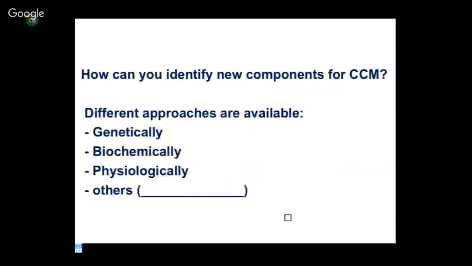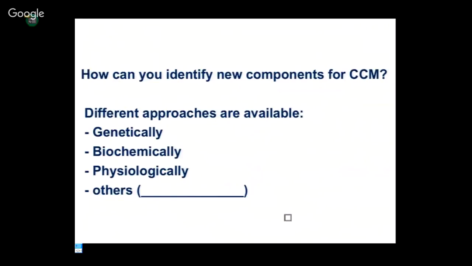So this is just an introduction, and Dr. Wansan started to find new components of the CCM. So how can you identify new components of CCM? Different approaches are available. He started genetically. What kind of genetic tool is available? Of course, transformation of the cell can be achieved in chromosomes. Isolation of the mutant can be achieved.